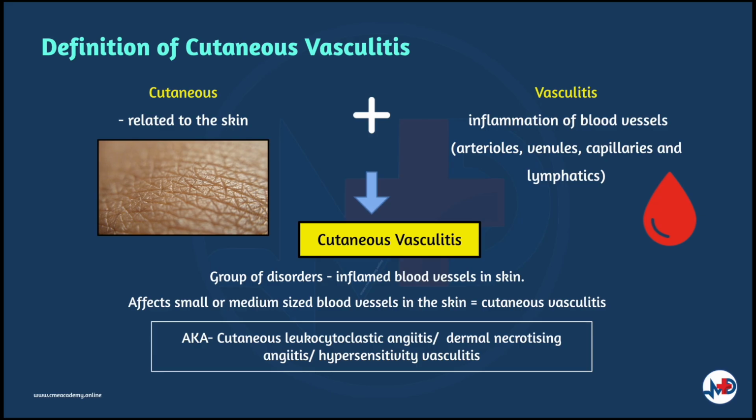Therefore, cutaneous vasculitis is a group of disorders where there's inflammation of blood vessels in the skin, particularly small or medium-sized blood vessels. Occasionally, there may be signs of inflammation occurring in other organs, and this is known as systemic vasculitis. Cutaneous vasculitis may affect people of all ages and race.